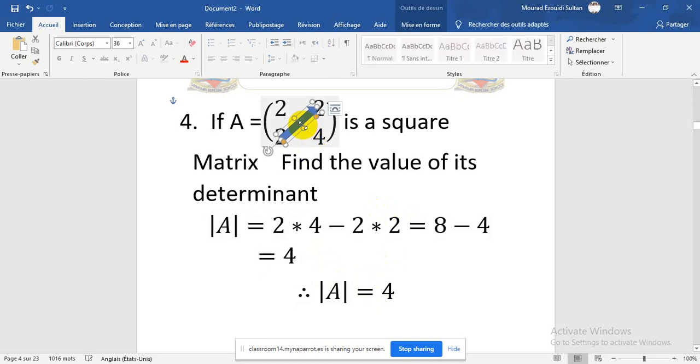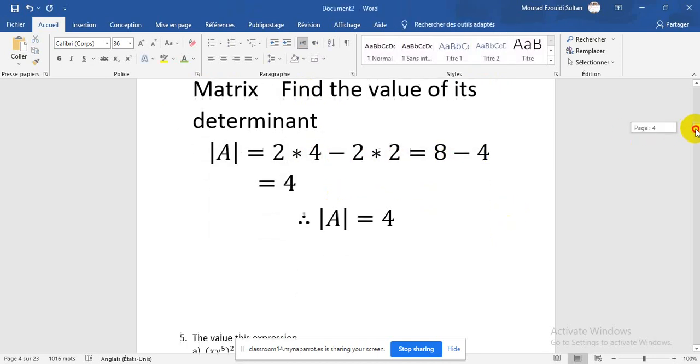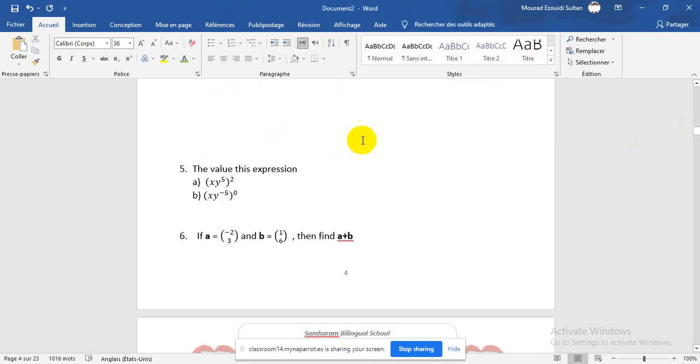You just make 2 multiplied by this, equal to that multiplied by that. 2 multiplied by 4 minus 2 multiplied by 2, then just calculation, you will find 8 minus 4 is equal to 4. I wish that this question was clear for you. Now move to question number 5.